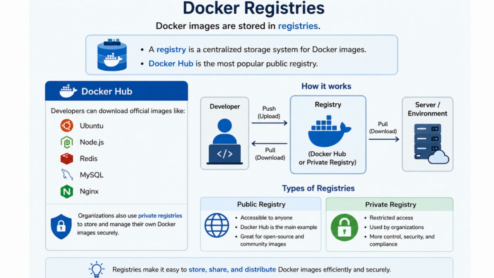Whether the application runs on a laptop, virtual machine, or cloud server, the behavior remains the same because the container includes all necessary dependencies. There are mainly two types of registries: public registries and private registries. Public registries like Docker Hub are accessible to anyone and are commonly used for open-source projects and publicly shared images.